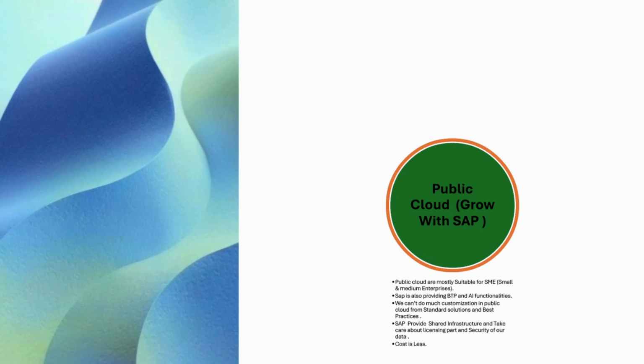So first of all, let's talk about what's a public cloud. Public clouds are mostly suitable for SMEs, small and medium enterprises. So mostly small and medium enterprises, businesses are best suited for public cloud. And in public cloud, backend functionality like BTP is provided by SAP, and AI functionality is also provided by SAP.